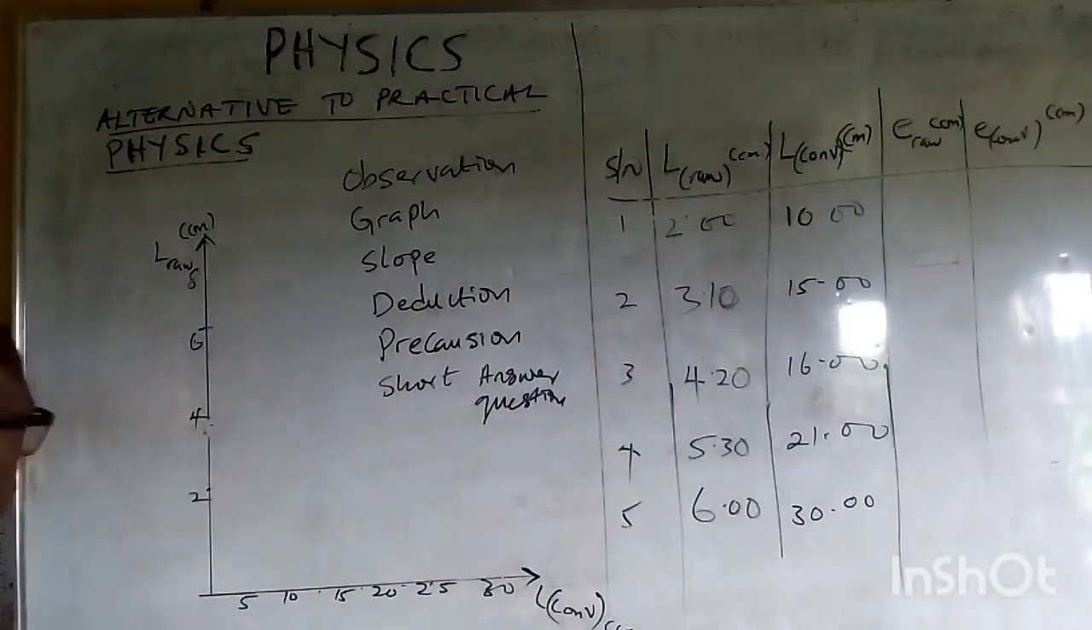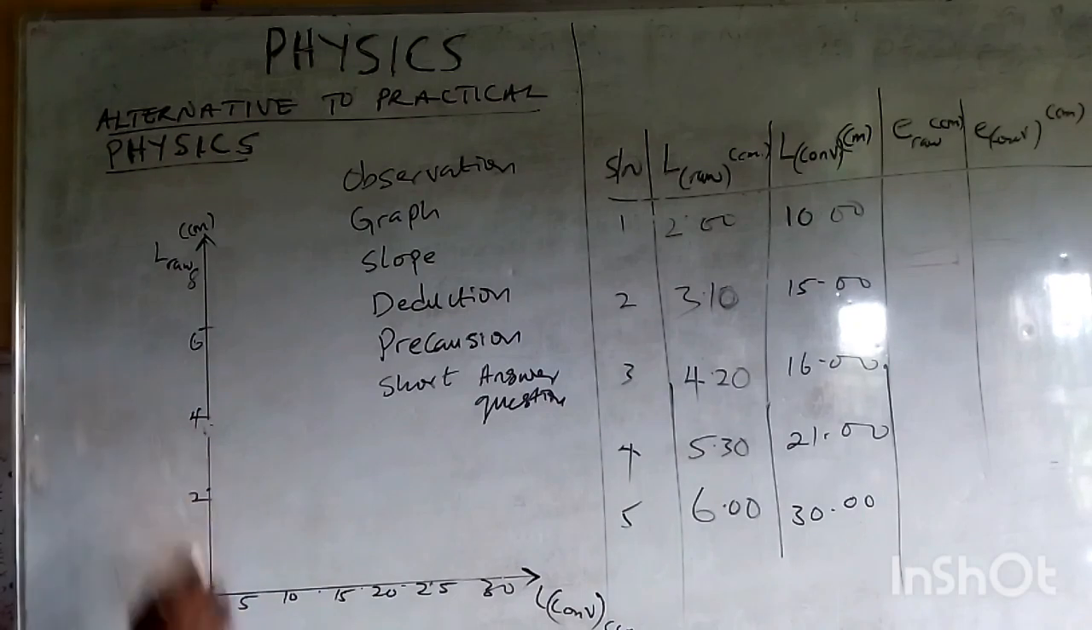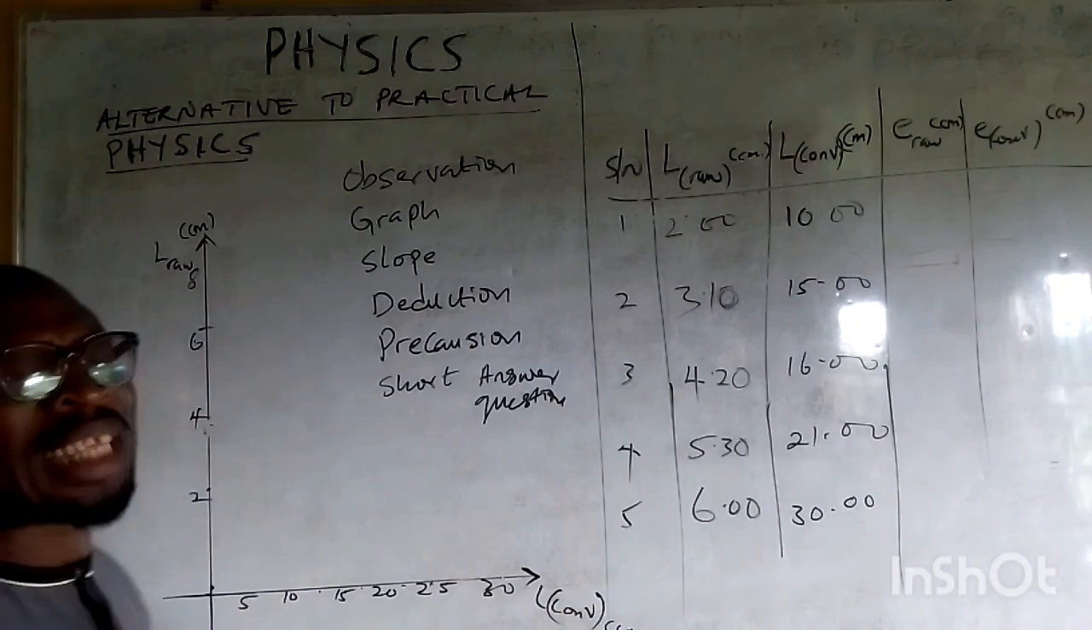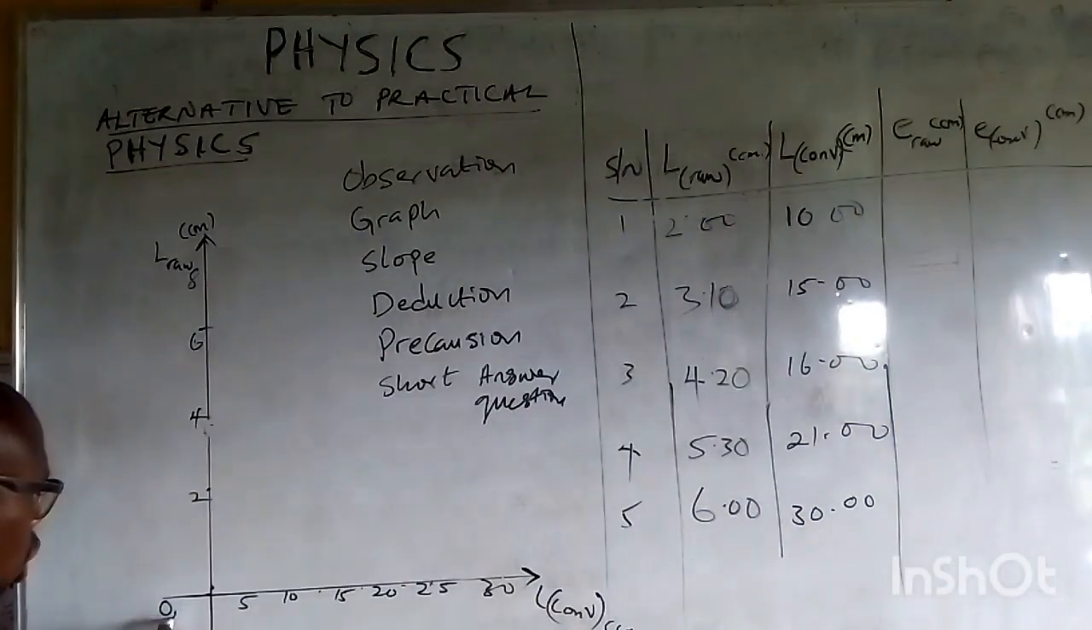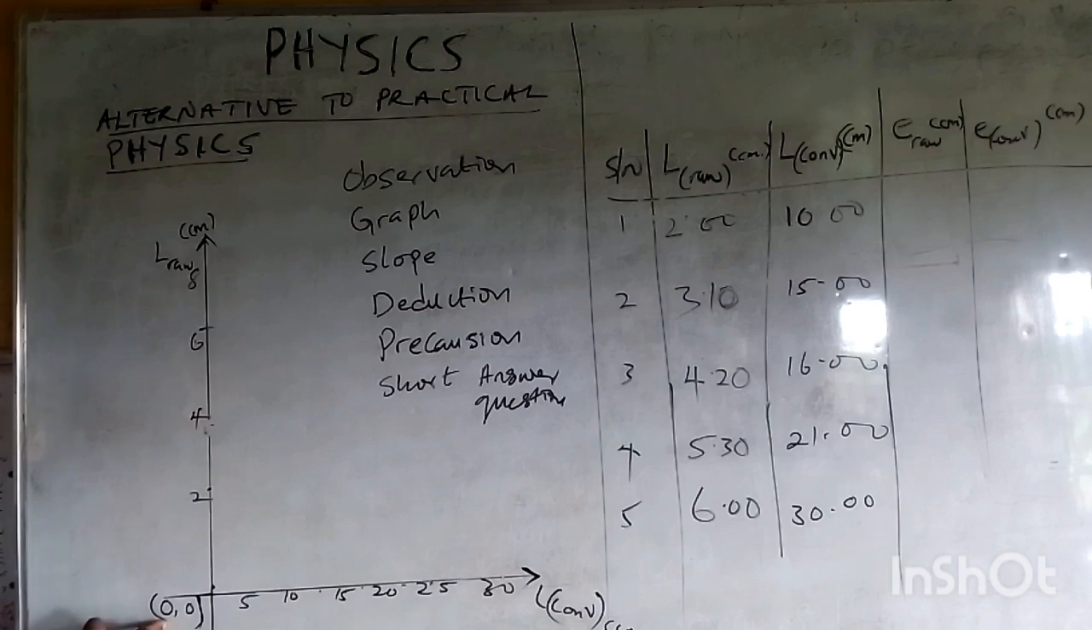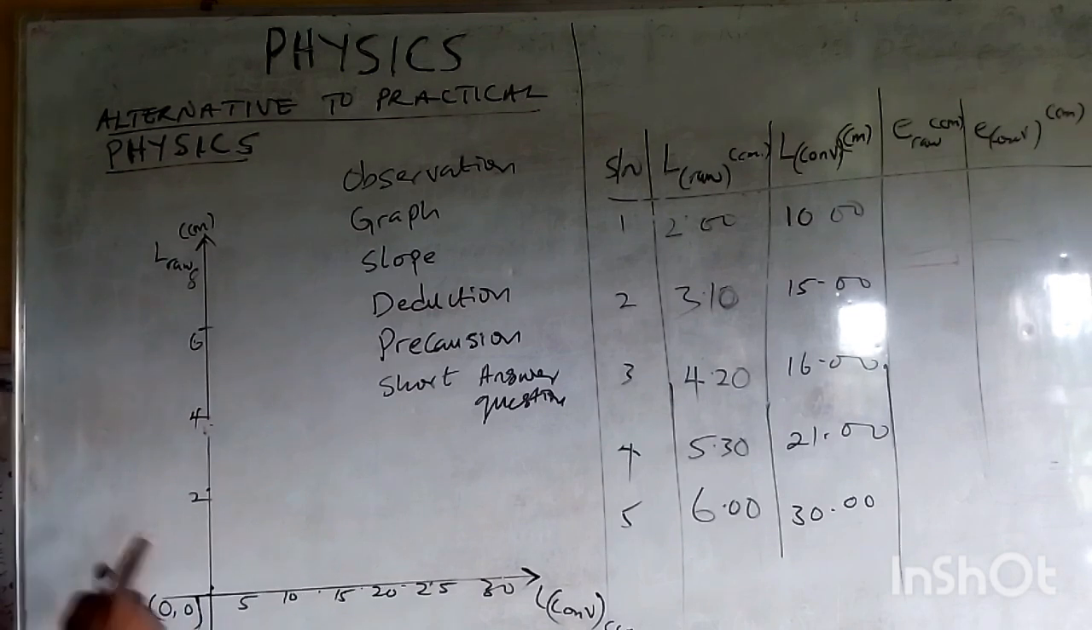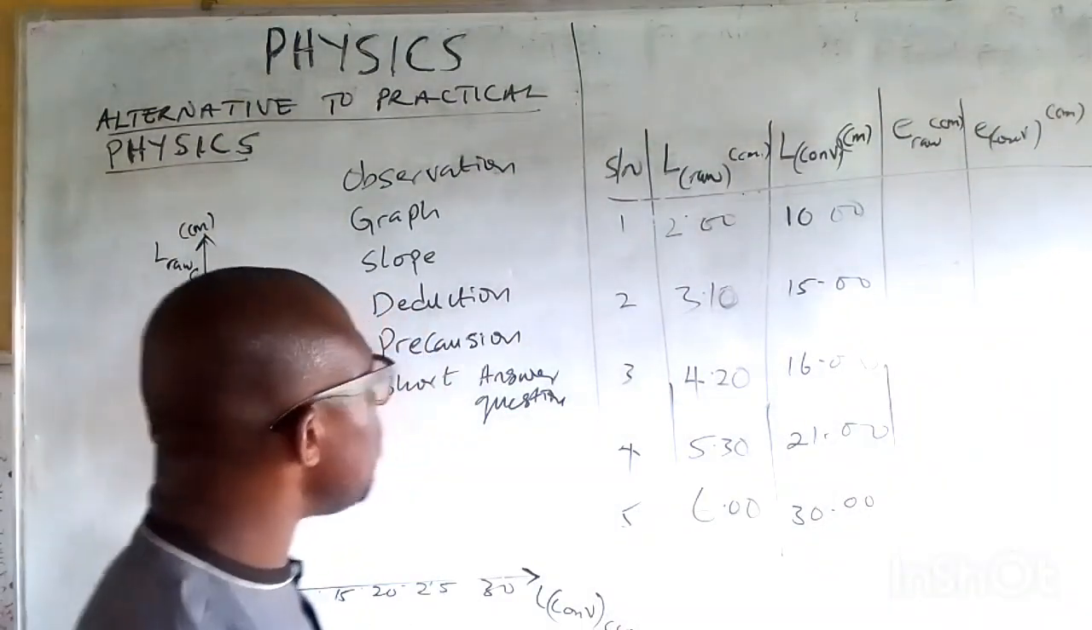Now, always, please, if they say you should start from the origin, please indicate it here, 0, 0. You must indicate it here. It means that you are starting your horizontal axis from the origin, and you are starting your vertical axis from the origin. That is number 3.